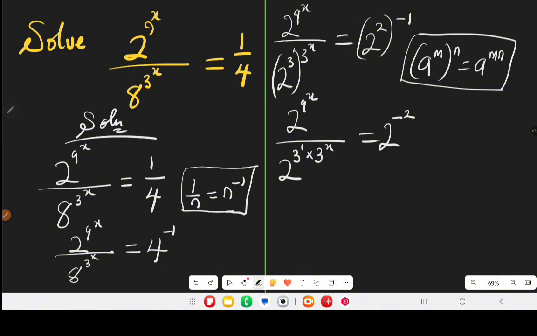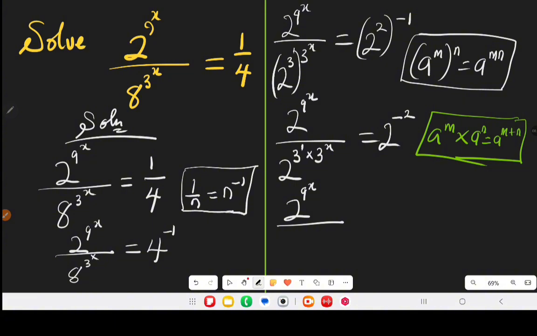In law of indices, whenever we have a raised to the power of m times a raised to the power of n, it is equal to a raised to the power of m plus n. Now we apply it here. If we do that, we are going to have 2 raised to the power of 9 raised to the power of x, all over 2 raised to the power of 3 raised to the power of 1 plus x, because we are adding the powers, equal to 2 raised to the power of minus 2.